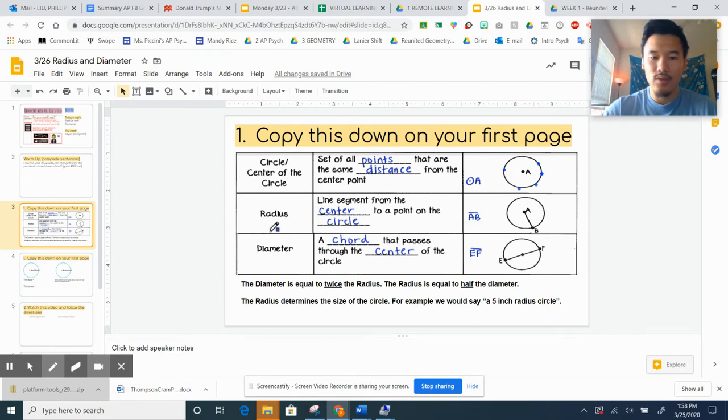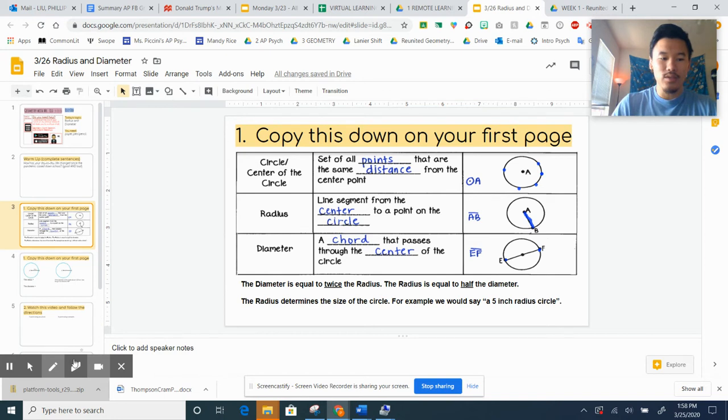Then radius. Radius is a line segment from the center to the edge. So if I were to measure from the center A all the way to B, that would be the radius. And then diameter is a segment that passes through the center of the circle, and it's the width of the circle. So E to F would be the diameter. All right.